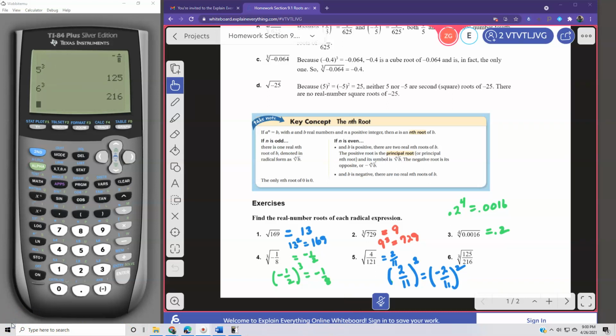We have the cube root of 125/216, and we know that the index is 3, so we have exactly one root. If you look at my TI-84 calculator, you notice that 5 to the third power is 125, and 6 to the third power is 216. So our cube root will be 5/6. Why? Because 5/6 raised to the third power is going to give you 125/216.